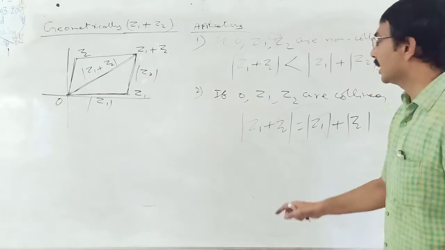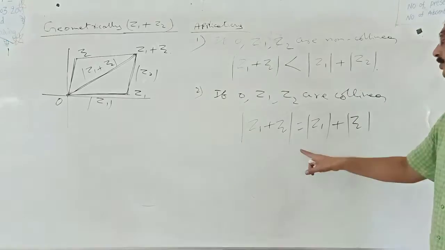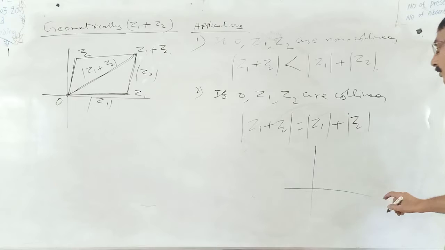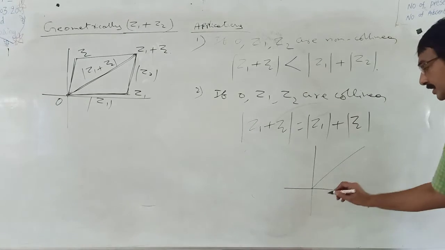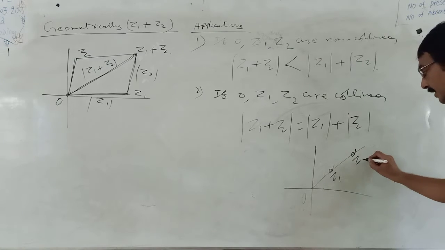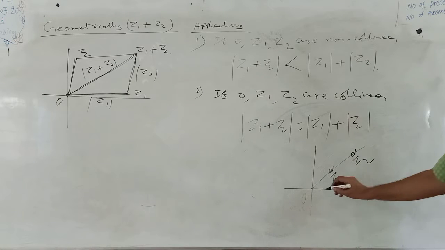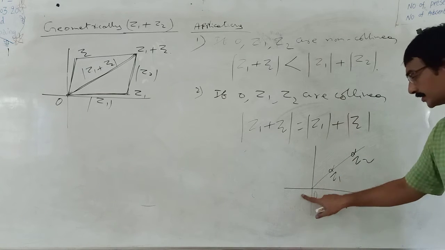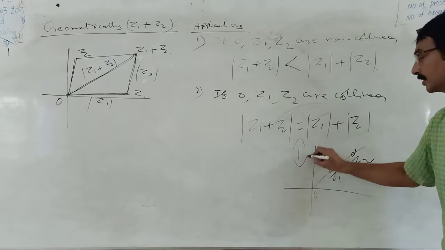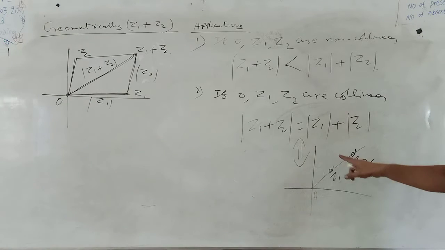We have modulus of Z1 plus Z2 equal to mod Z1 plus mod Z2. The figure related to this one is: origin, Z1, Z2 are collinear and Z1 comma Z2 lie on the same side of origin. Very important. In many problems we will use this one.